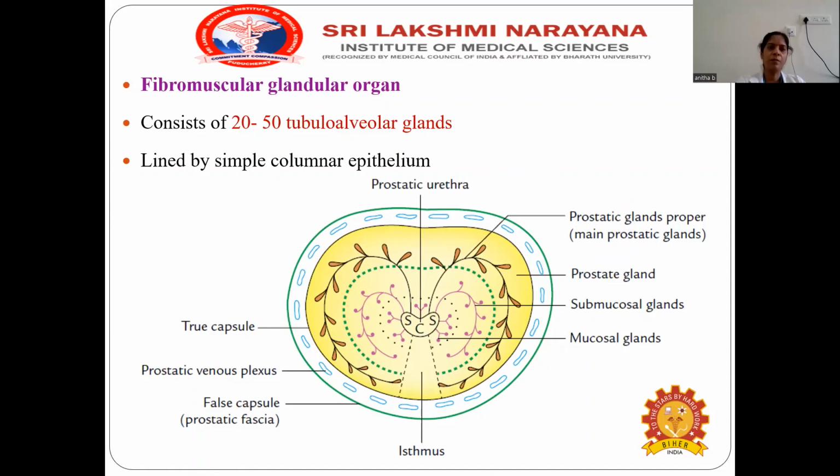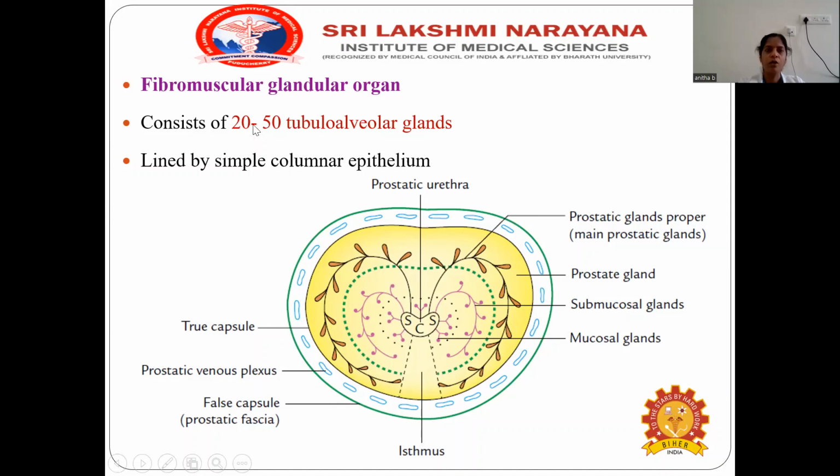The glandular part will be more. This is this part of the prostate gland when we cut it coronally; it will look like this. The prostate gland is covered by a capsule. A true capsule and a false capsule will be there. You can see the false capsule, the true capsule, and some venous plexuses also. This yellow color is the prostate gland.